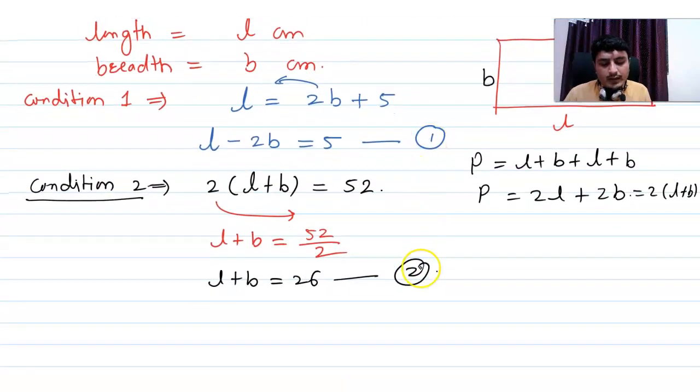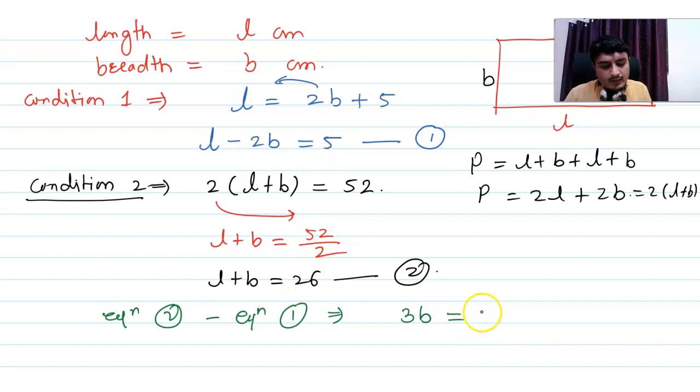Try to simplify equations 1 and 2 simultaneously. Look at the coefficient of variable L in equations 1 and 2. Both are 1 and 1, with like signs, both positive. So we decide to subtract the equations. We do equation 2 minus equation 1, that means subtracting equation 1 from 2. L minus L is 0, cancelled. Then B minus minus 2B becomes 3B, which equals 26 minus 5, that is 21.